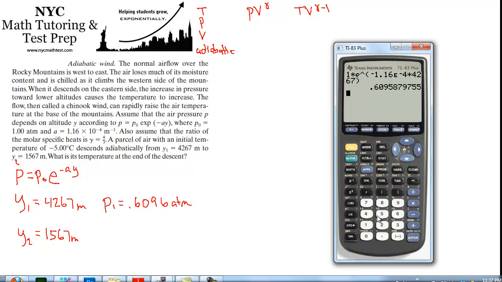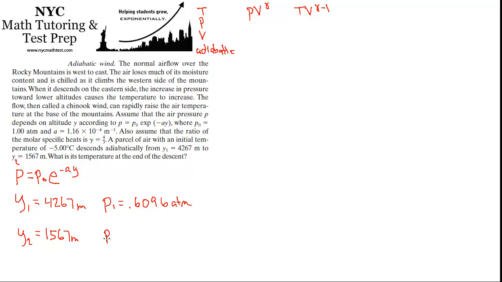And then the second altitude, let's use second entry so we don't type that whole thing in again. The new altitude is 1567, conveniently also ends in 67. We get 0.8338. So P2 is 0.8338 atmospheres. We now know the pressures at state 1 and state 2.